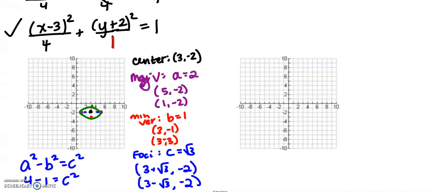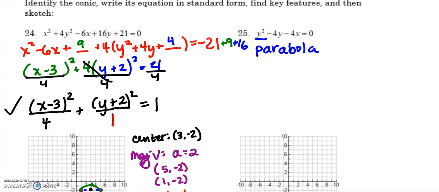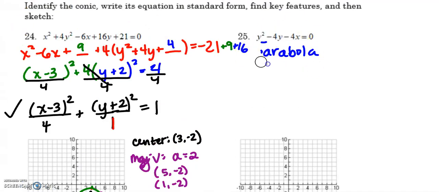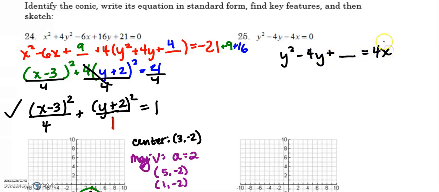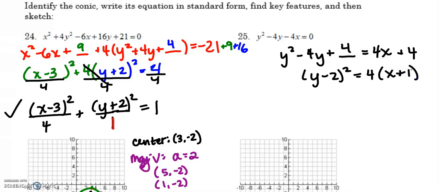All right, second one we already established was a parabola. So I'm going to get rid of this. And so a parabola, I'm going to isolate the squared term. So I'm going to have y squared minus 4y plus blank equals 4x. So I'm going to take half of negative 4, which is negative 2, and square it. I'm going to add 4 here and add 4 here. So this will become y minus 2 squared, and this will become 4 times x plus 1.